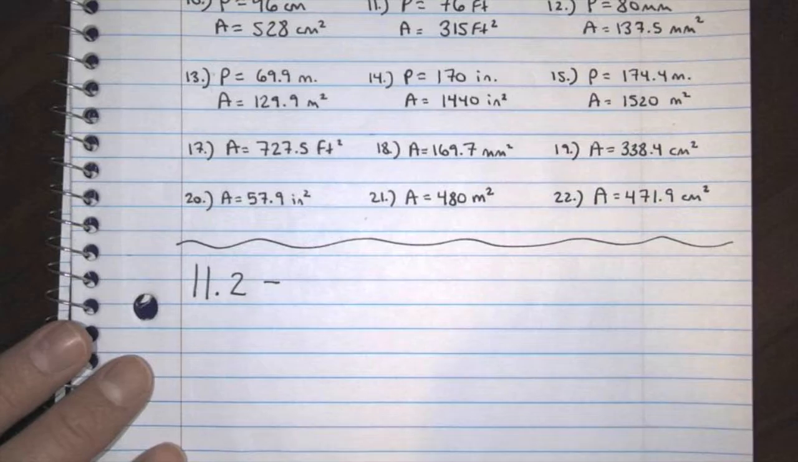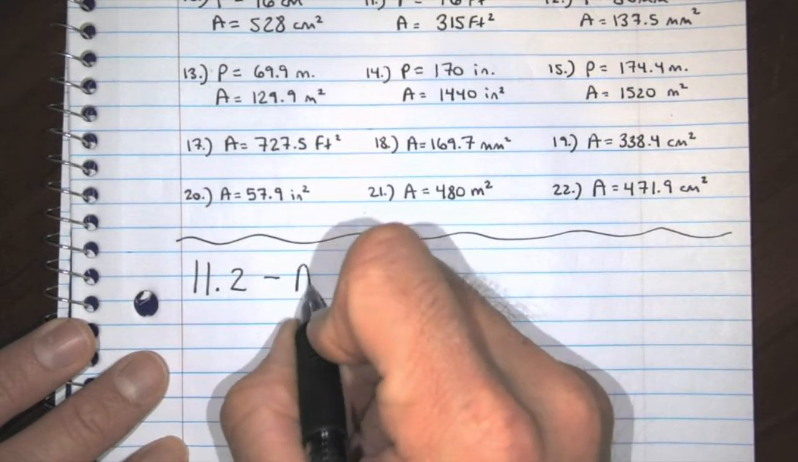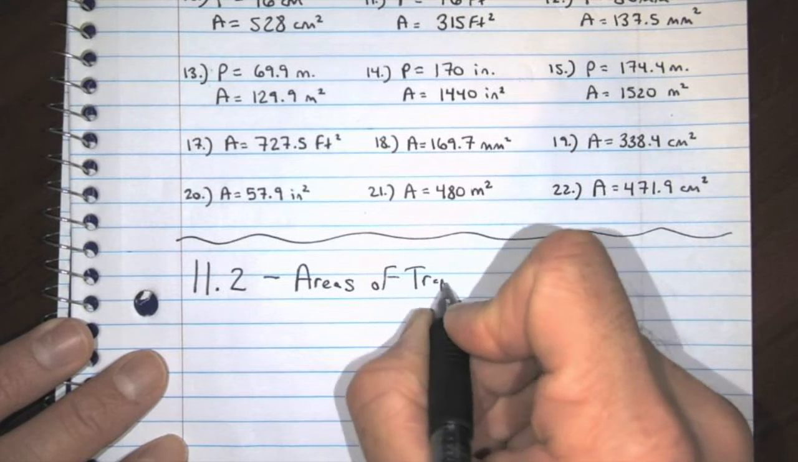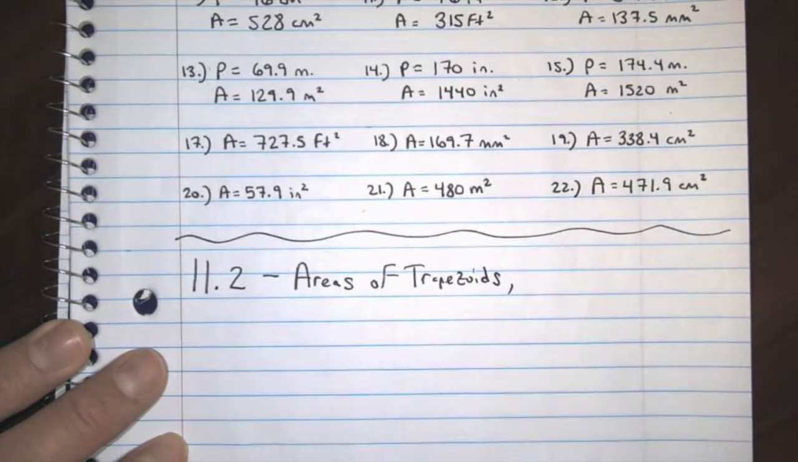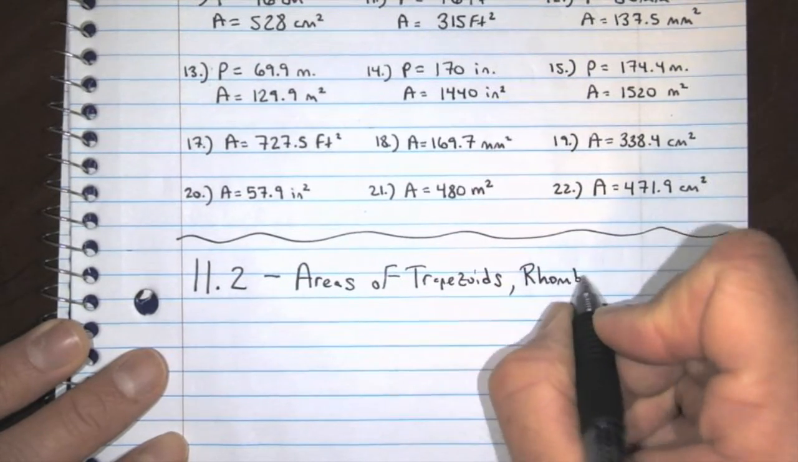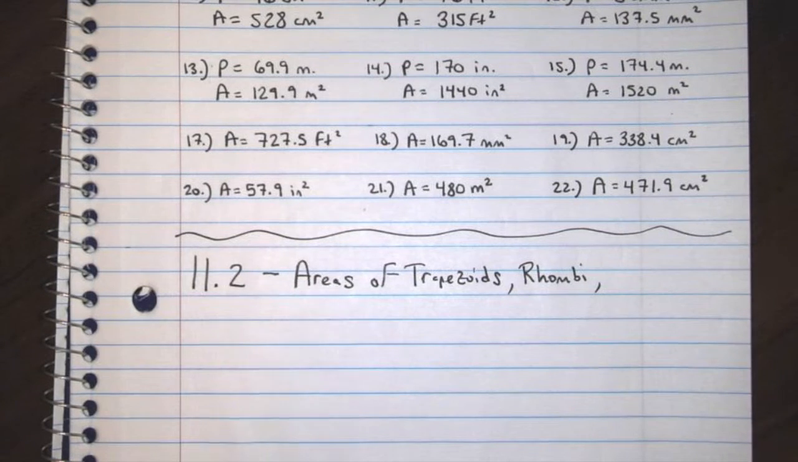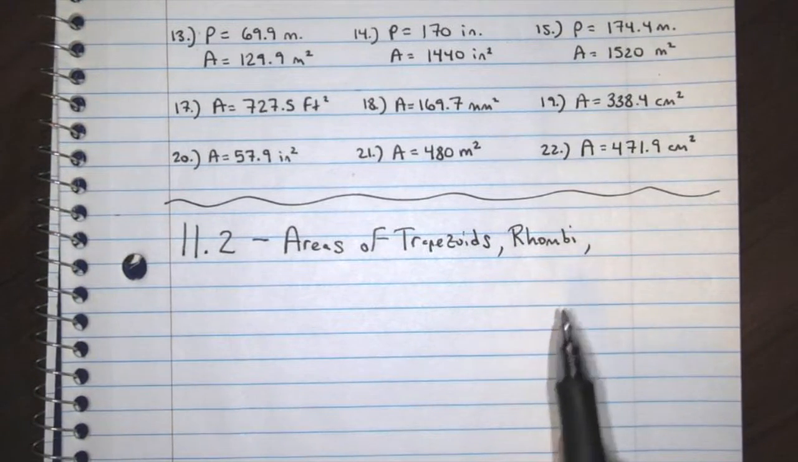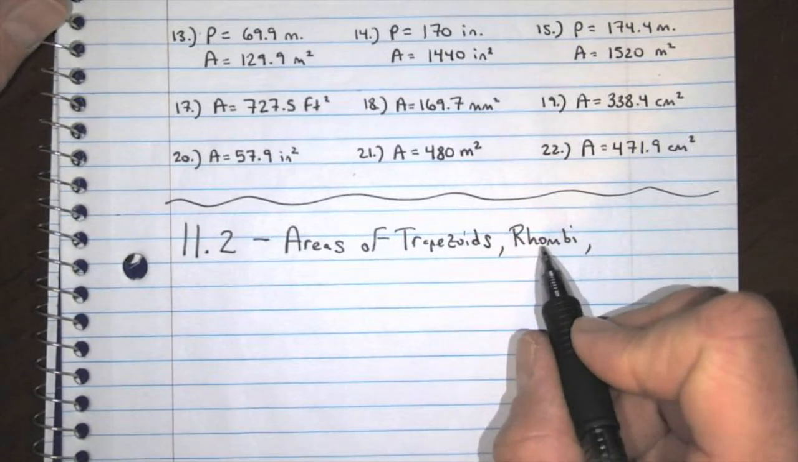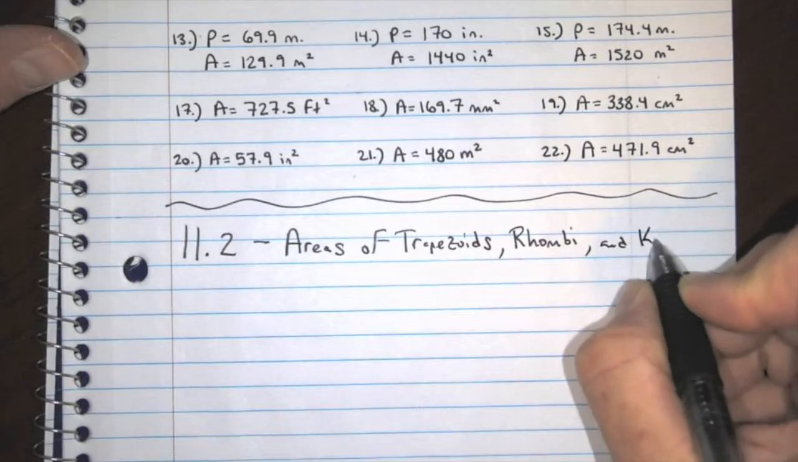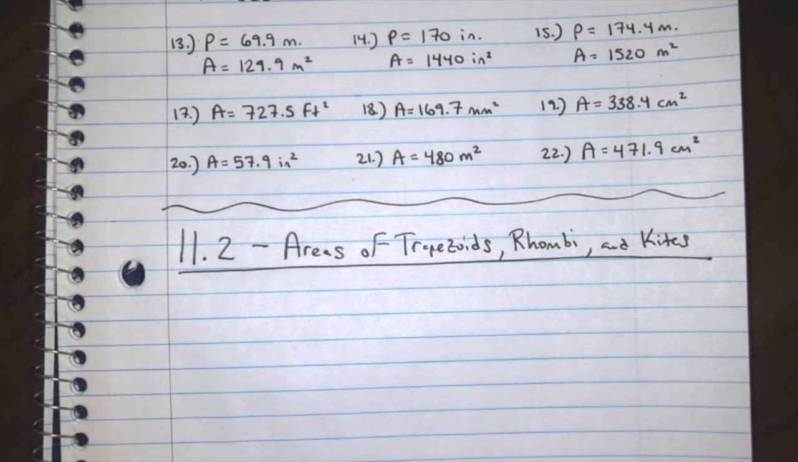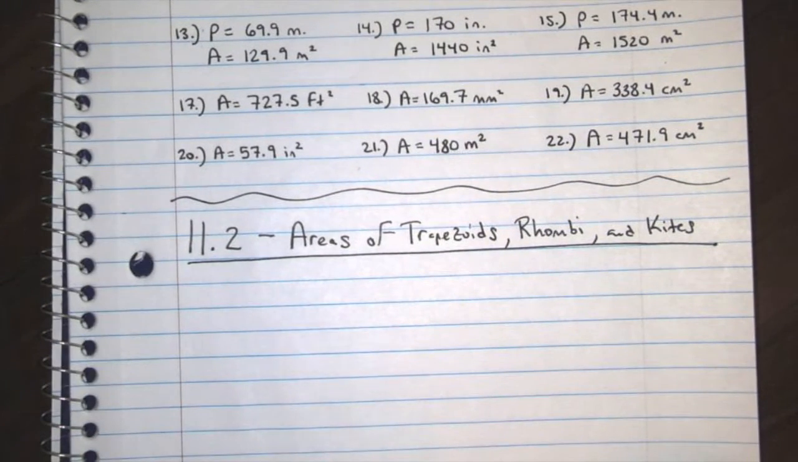So go ahead and get your notes out. 11.2 at the very top. The title, it's a bit of a long one. Areas of trapezoids, rhombi, which is another name for rhombus, but if you have a bunch of rhombuses, they're called rhombi. That's the plural form. You don't say rhombuses, that's actually grammatically not correct. It's rhombi. Trapezoids, rhombi, and kites. So we're doing 3 shapes today, folks. Let's go ahead and get started.